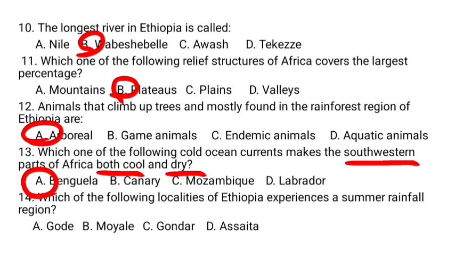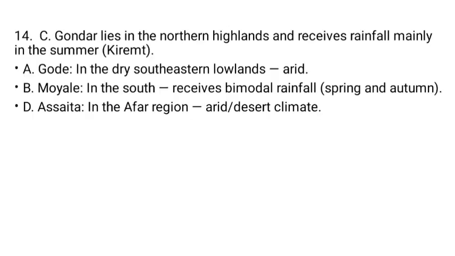Gondar is located in the summer rainfall region. It lies in the northern highlands and receives rainfall mainly in summer. Gode is not categorized as summer rainfall because it is located in the dry southeastern lowlands, especially an arid zone.